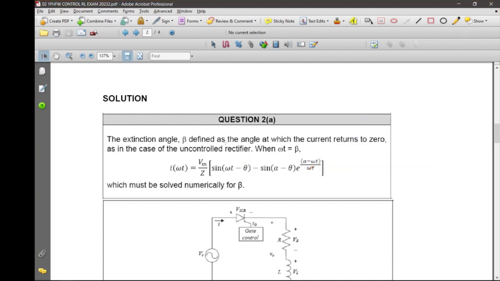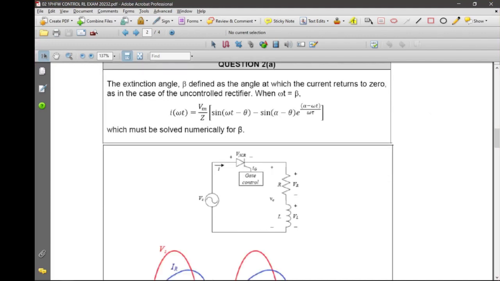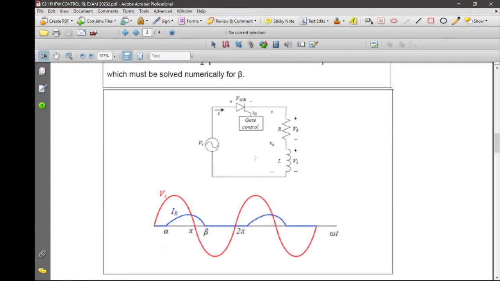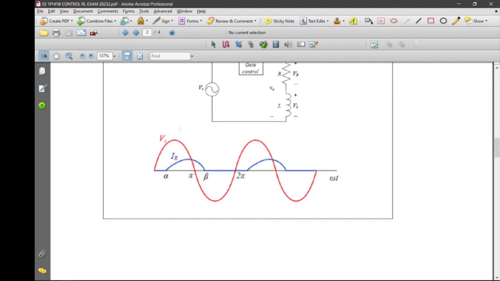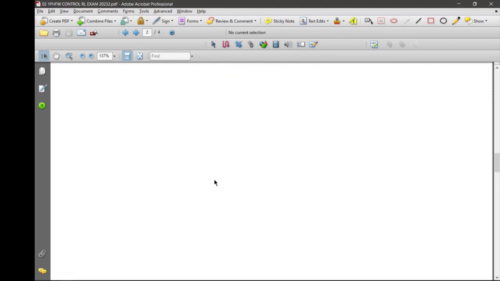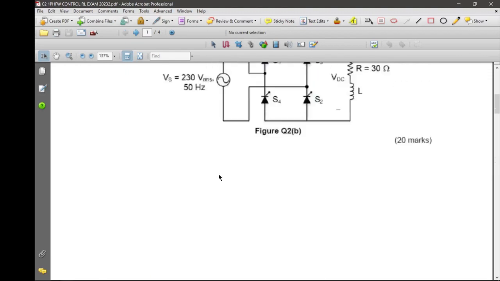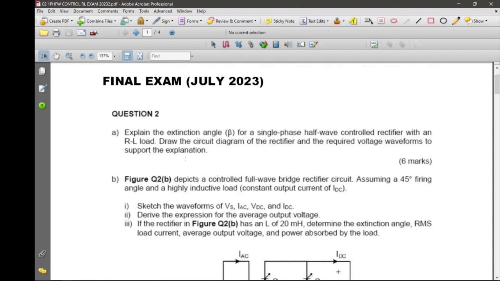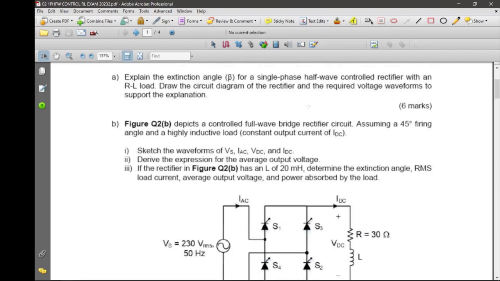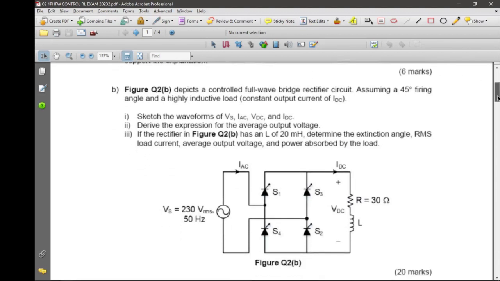This is for the half wave rectifier, but it can be used for the full wave rectifier as well, right? So this is the circuit diagram, and then these are the voltage and current waveforms as I just sketched, and that's it for question part A. Then let's have a look at part B, where now we extend the question to the single phase full wave rectifier driving an R plus L at the output.